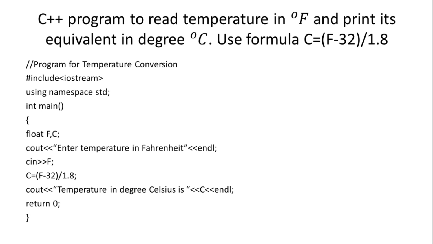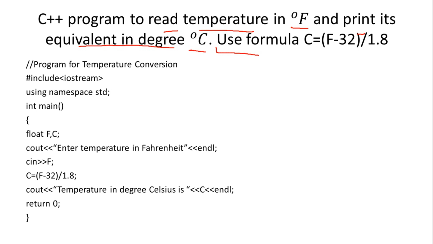So next program we will see here. After explaining this program, we will see the execution of both the programs. So now what is the aim of the next program? One more program is here: a C++ program to read one value as the temperature in the unit degree Fahrenheit, and print its equivalent in degree Celsius.